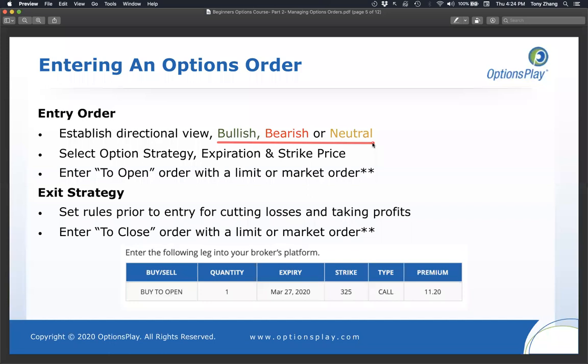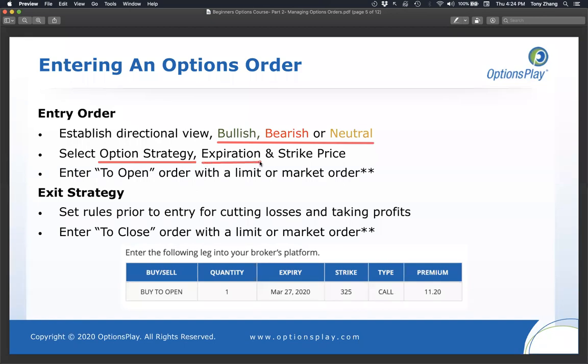Once you've decided your outlook, you want to select the appropriate option strategy. For those of you that are brand new to options, you want to review the video that we did last week, which talked about 4 different option strategies for bullish, bearish, even neutral outlooks. Make sure you select the one that suits your outlook on the underlying stock, whether you're super bullish or kind of bullish, whatever that is.